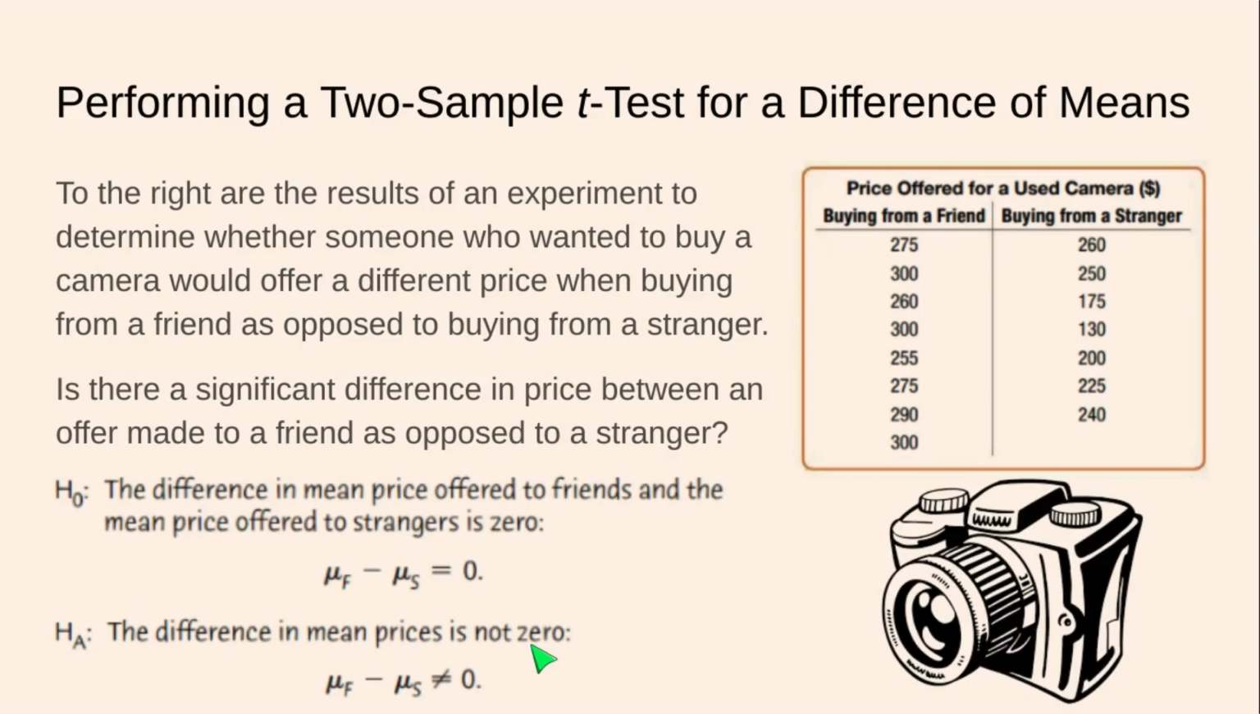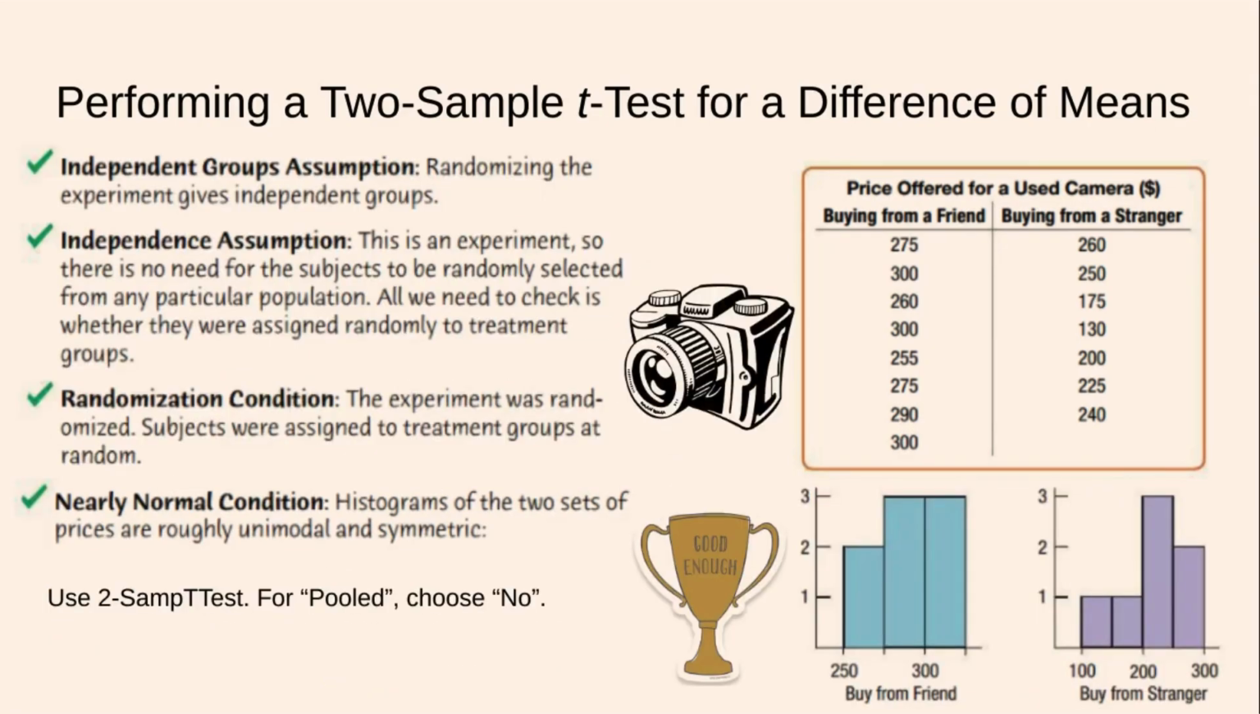So let's check assumptions and conditions. We have the independent groups assumption, just like for t-intervals. We have to check for independent groups. Randomizing the experiment gives independent groups. Since we have sorted people into this group and that group at random, the groups are not influential to each other. We can make that assumption there.